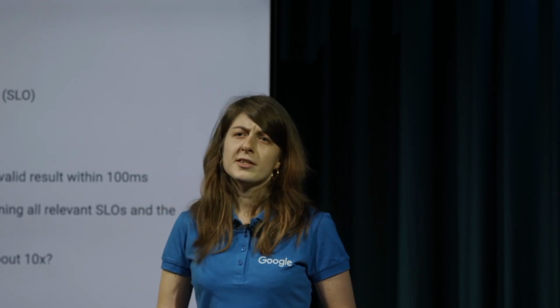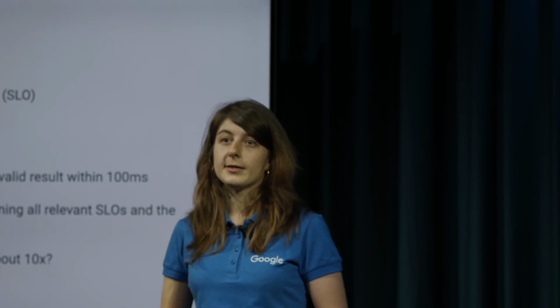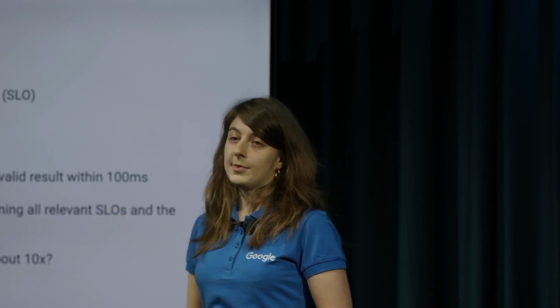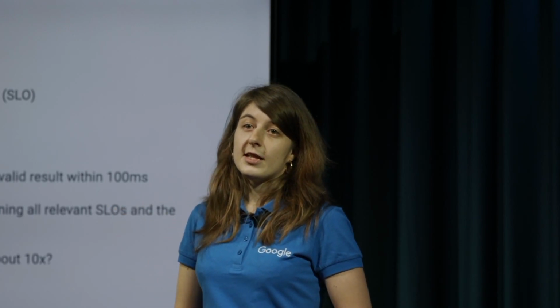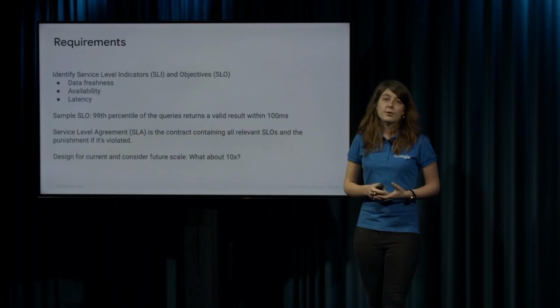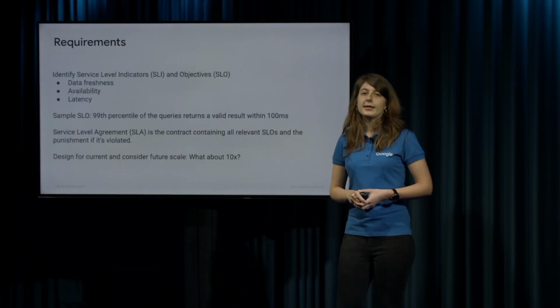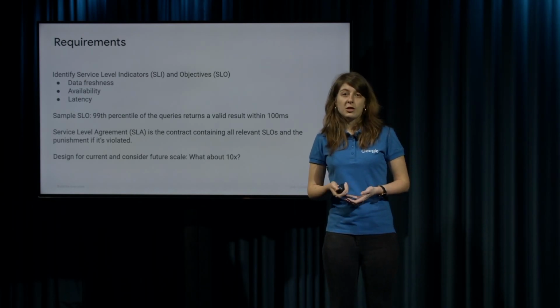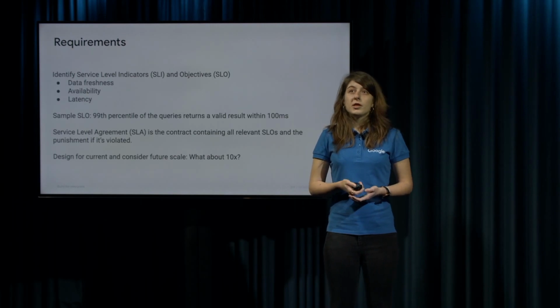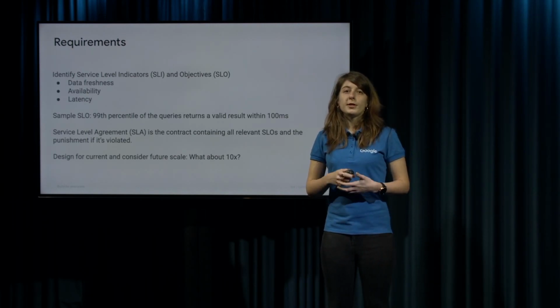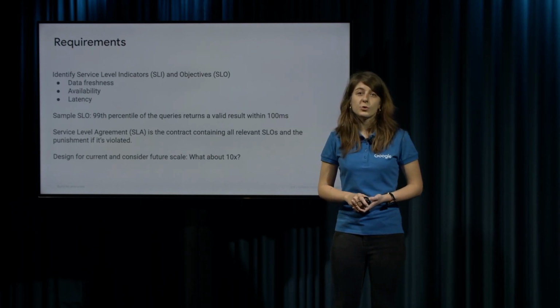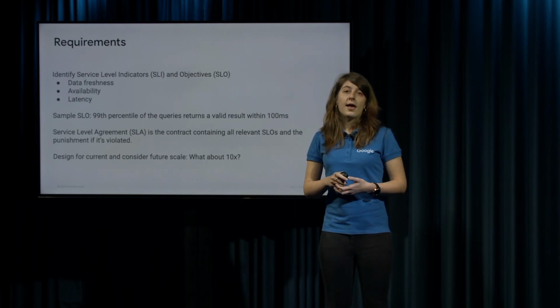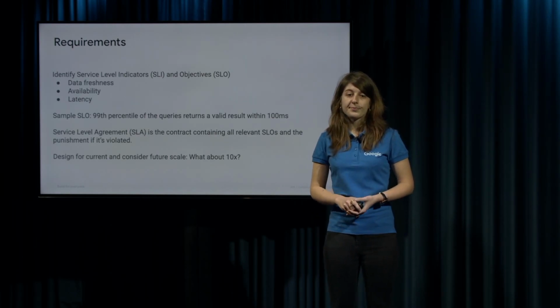So what happens when you break an SLO? Because that's going to happen sometimes. We're going to violate it. That is when the SLA comes into place. A service level agreement is the contract containing all the relevant SLOs and what to do in case we violate them. Externally, that usually means some loss of money. Internally, teams usually open an incident, and then they have to write a blameless postmortem of why it happened and what we can do to avoid it in the future.